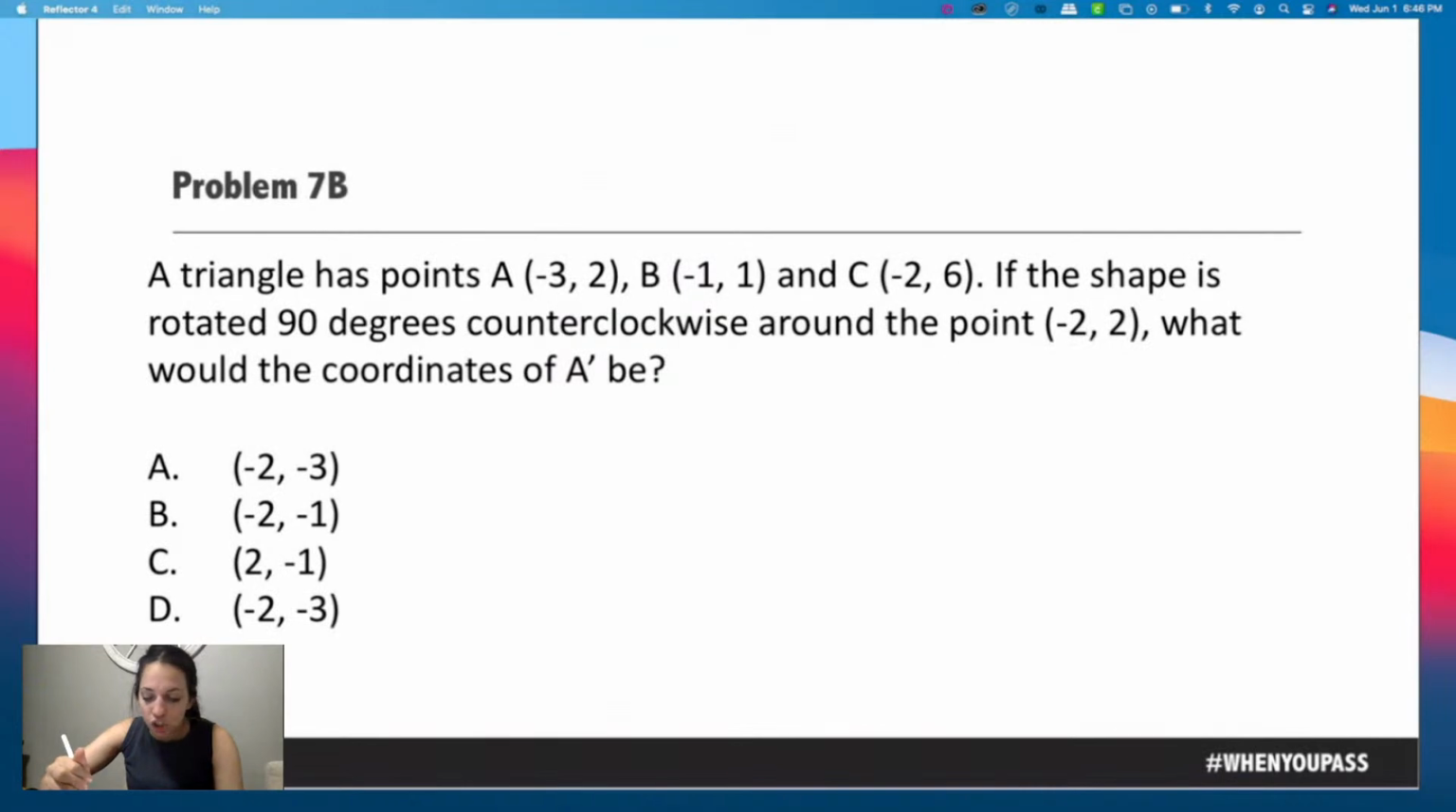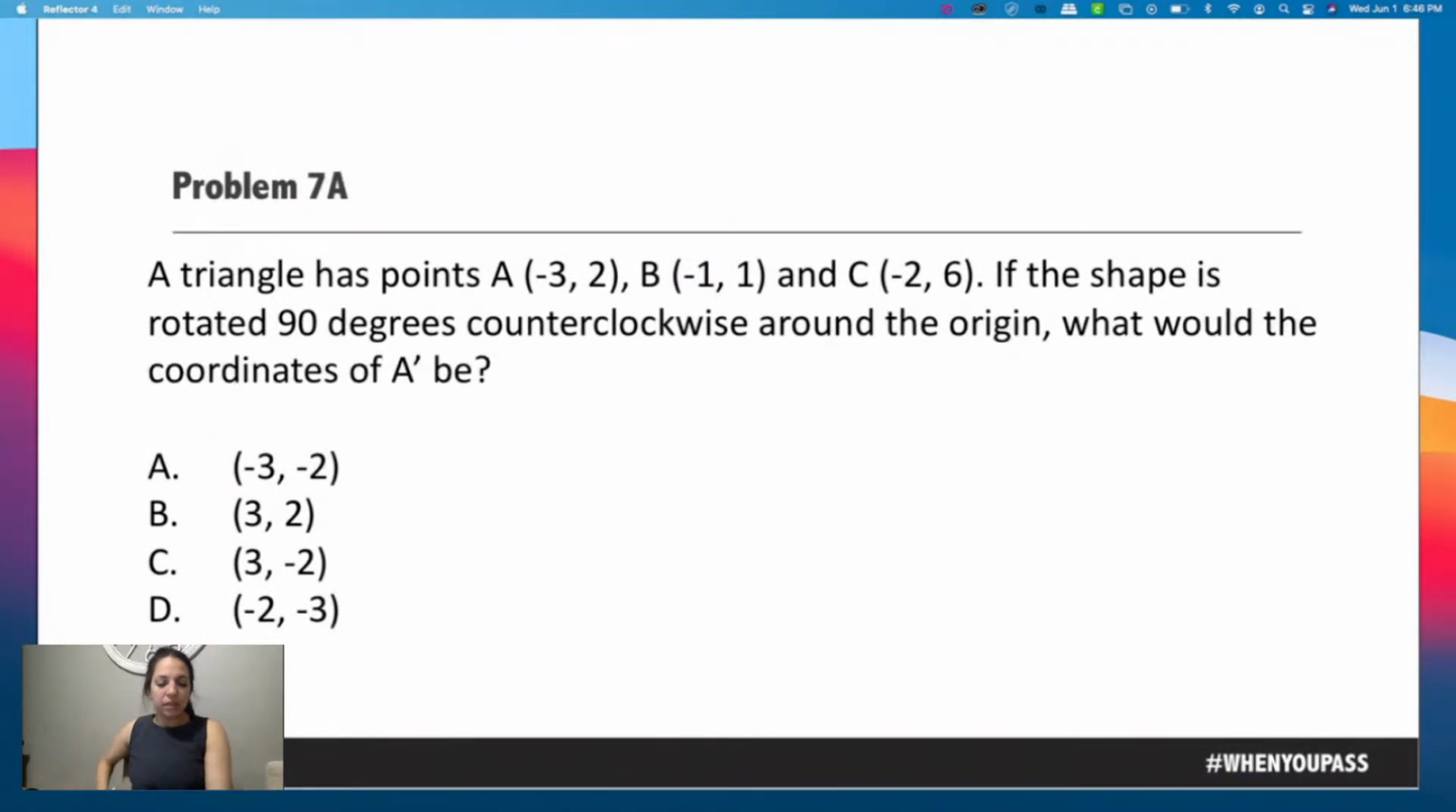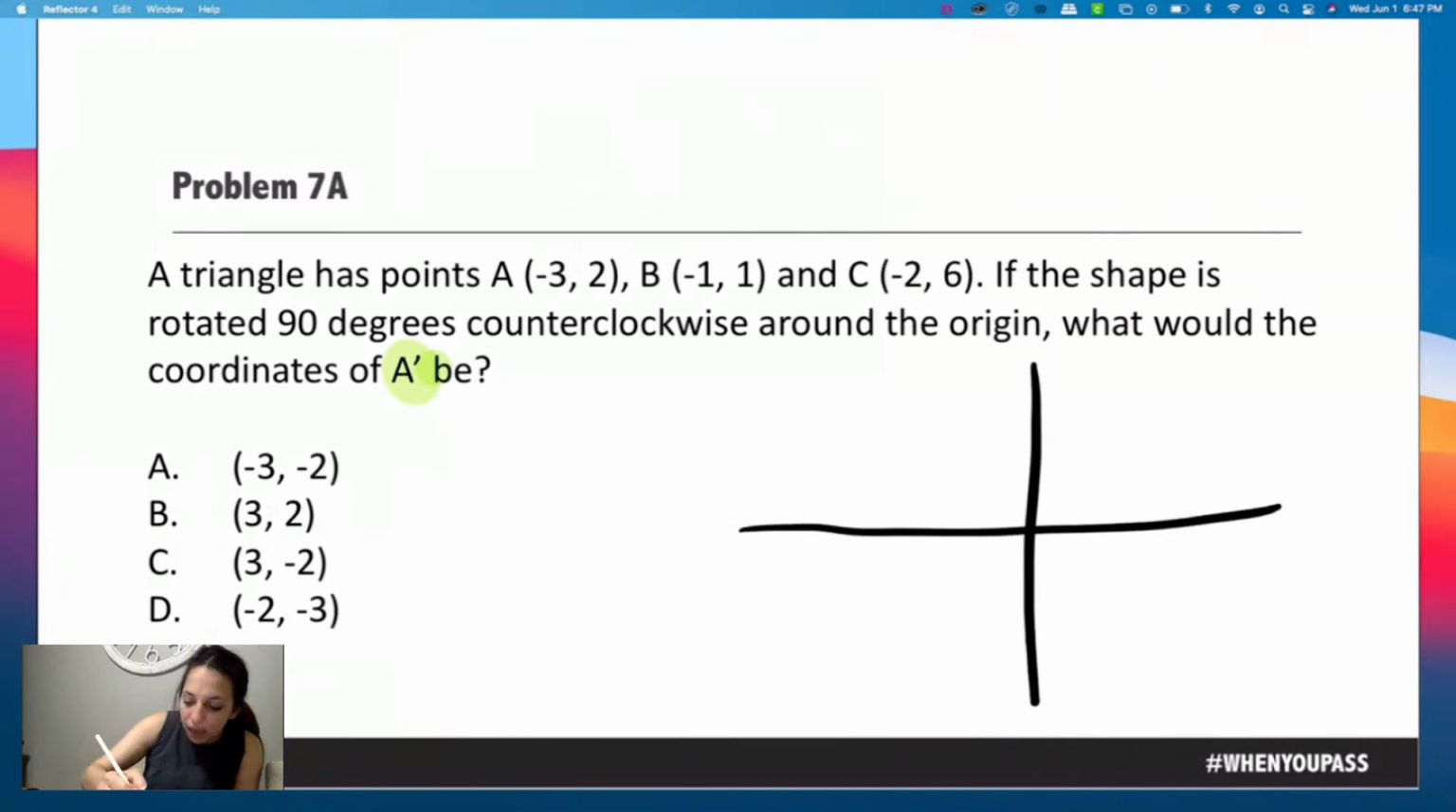All right, let's do translation problems. So a triangle has points A (-3, 2), B (-1, 1), and C (-2, 6). If the shape is rotated 90 degrees counterclockwise about the origin, what would the coordinates of A prime be? Let's first understand that A prime is just the new coordinate. So I'm going to quickly sketch a graph of it just so that we can see it. We have -3. I'm going to try to do this as accurately as possible, and you'll see why in a minute.